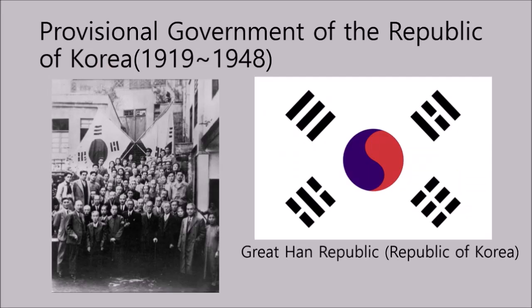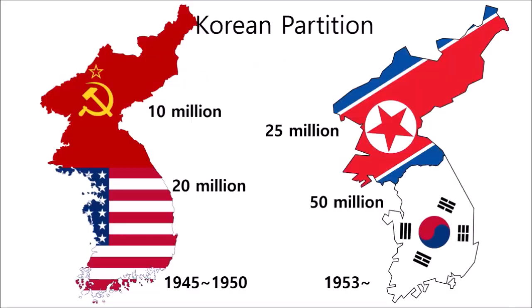In 1919, the Korean Provisional Government was built, which took the name Great Han Republic, or Republic of Korea, and continues on today. After independence, Korea was partitioned between the US and the USSR. The North had only half the population of the South, and Seoul, which was the Joseon capital for 500 years, was in the South, which gave South Korea more legitimacy. That's why North Korea's official capital was Seoul until 1972.